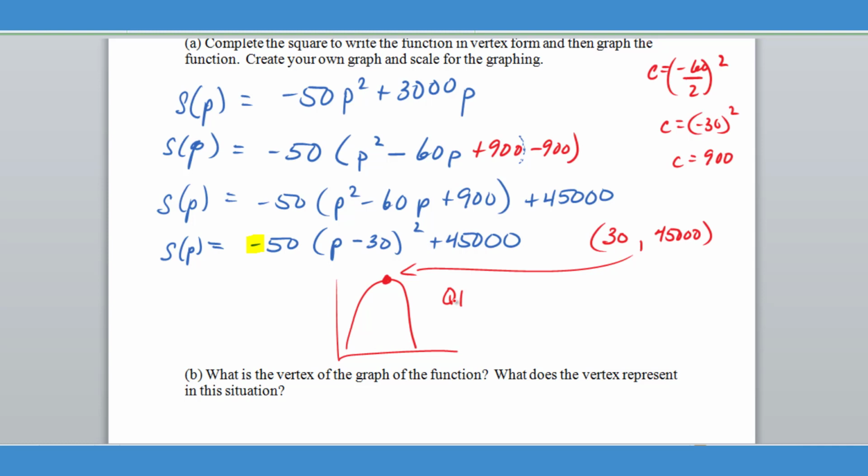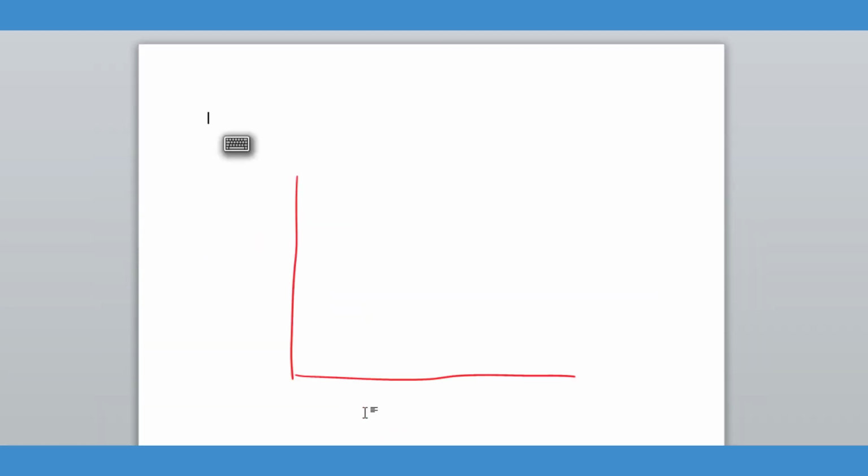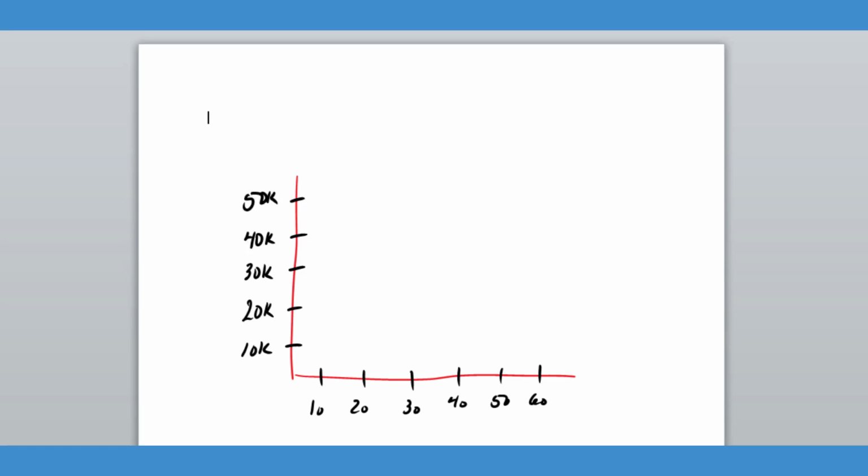Now it says to create your own scale. Notice that the 30 is representing dollars and the 45,000 is representing dollars, and so we need to create some sort of scale on each part as best we can. For the bottom axis, we've got maybe 10, 20, 30, 40, 50, and 60. On the top axis, however, I want to get to 45,000, so maybe I need to do this in 10,000 increments. And so we know that 30 and roughly 45,000 is going to give us one point, which is our vertex.